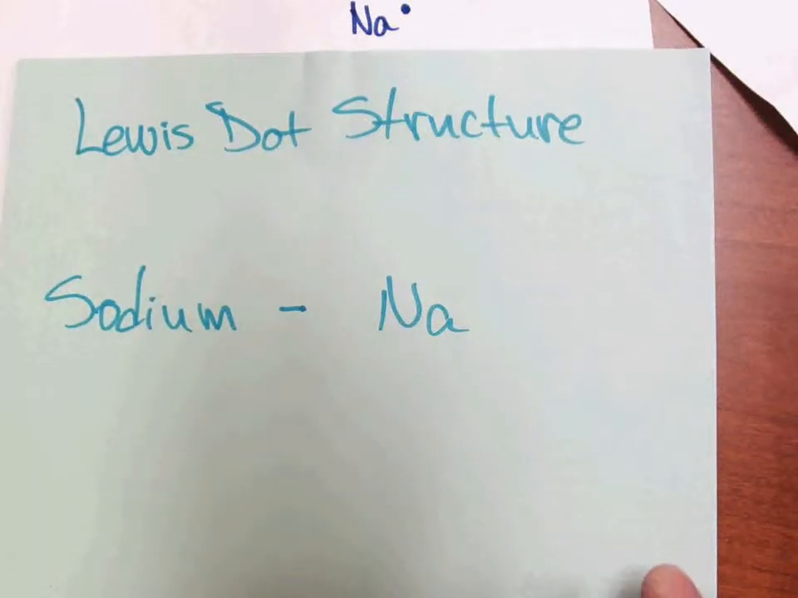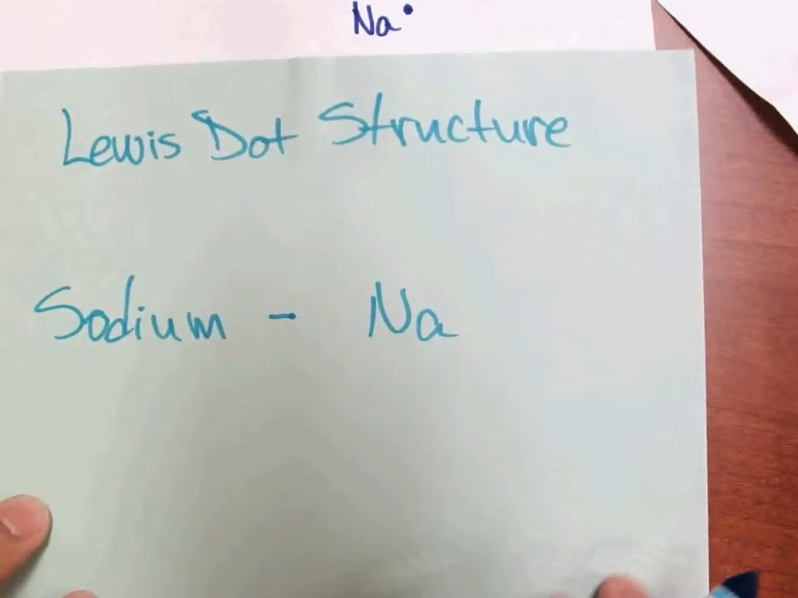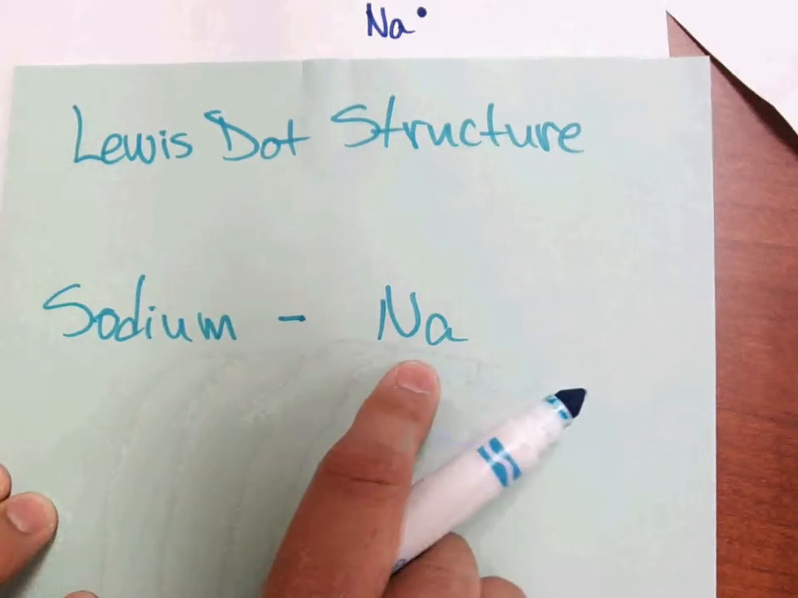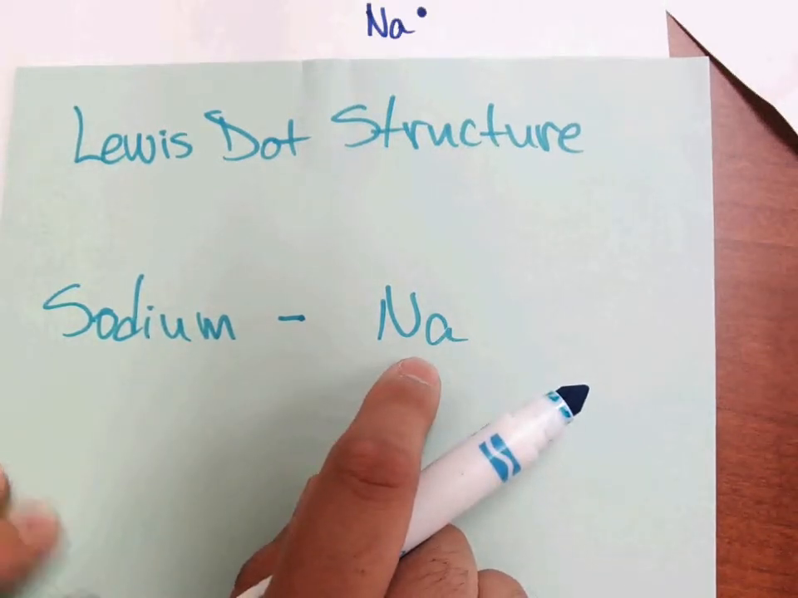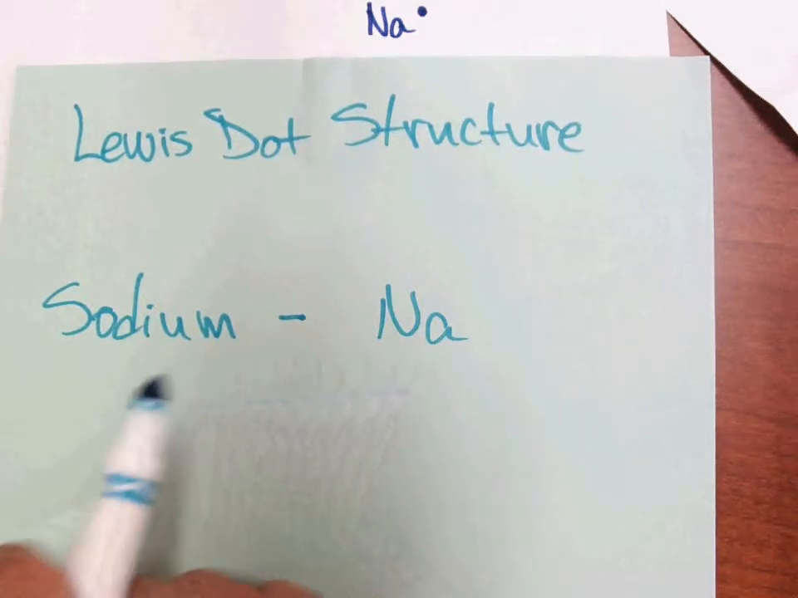Alright, last time we were together, we talked about electron configuration. Today we're going to talk about Lewis dot structure. We're going to do the example of sodium. Alright, so let's explain Lewis dot structure with electron configuration.